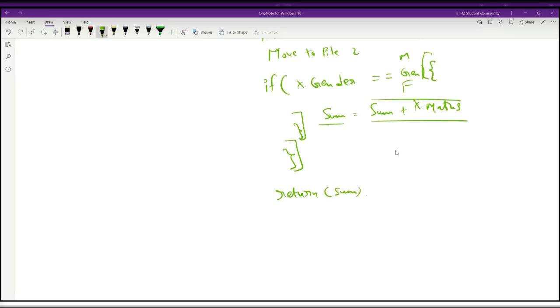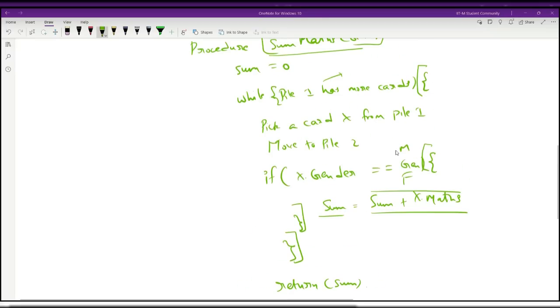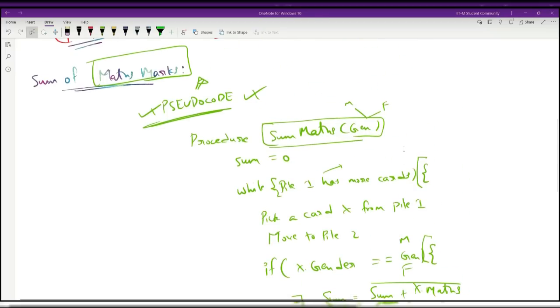You're 100% right. And thereafter, as this is a procedure, we need to use the keyword AND. The AND is a keyword here. You must remember this. And after that, we need to give the procedure name. Hence, the procedure name is SUMMATHS. Now, I'll explain this pseudocode, which is a procedure, in a very intuitive way.